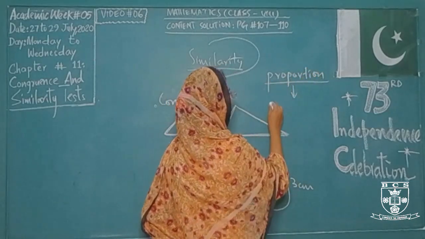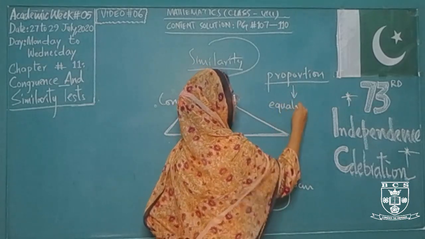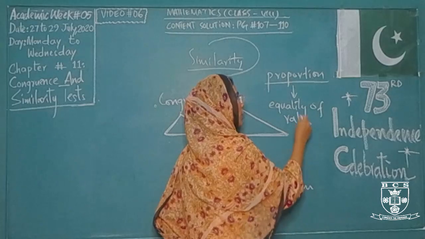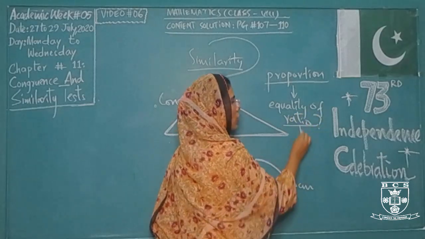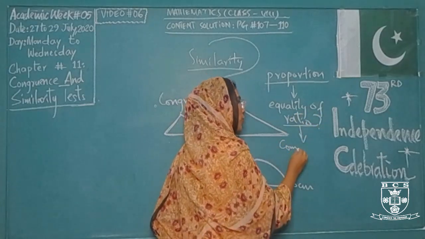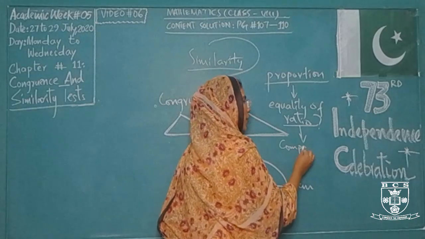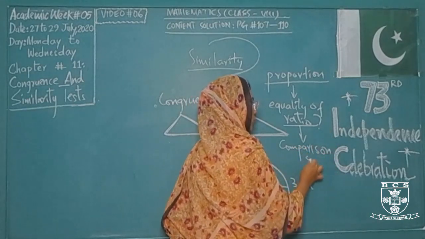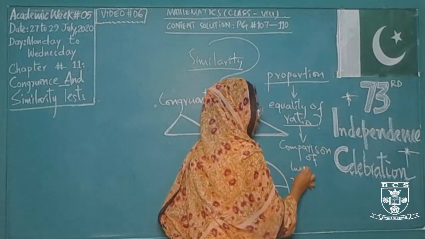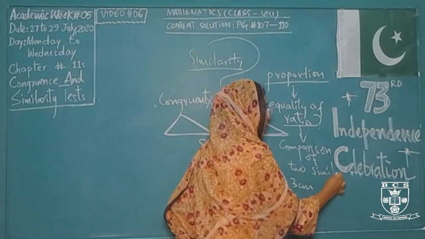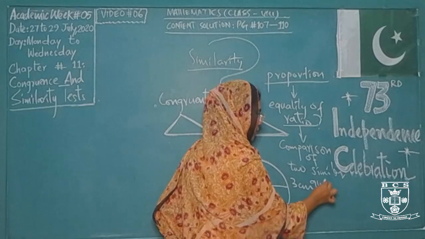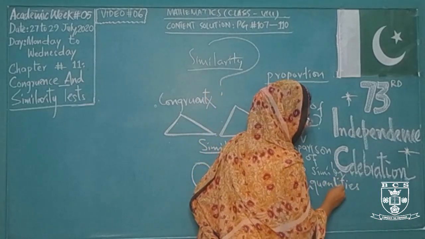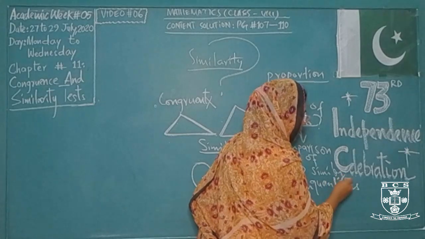Proportion means the equality of ratios. And what is a ratio? A ratio is the comparison of any two similar quantities. Whenever we are having ratios, it means we are comparing similar quantities.